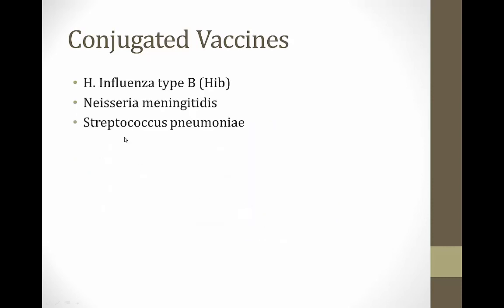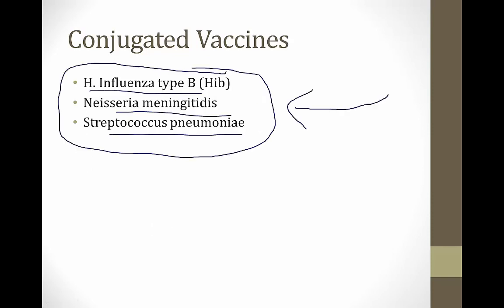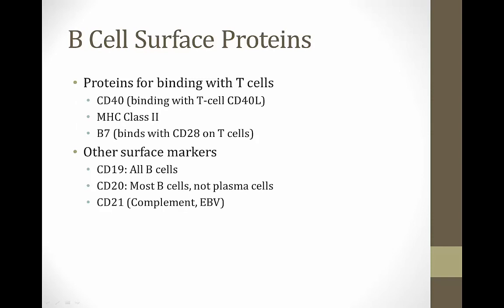We have vaccines against H. influenza type B and Neisseria meningitidis and strep pneumonia that are conjugated. They are pieces of the polysaccharide capsules of these three bacteria conjugated to a protein. Usually it's a toxoid of a bacterial toxin. And the conjugated vaccine produces a much more vigorous response than the polysaccharide capsule components would alone. And that's because you are using T cell dependent activation of the B cells rather than the weaker T cell independent pathway.